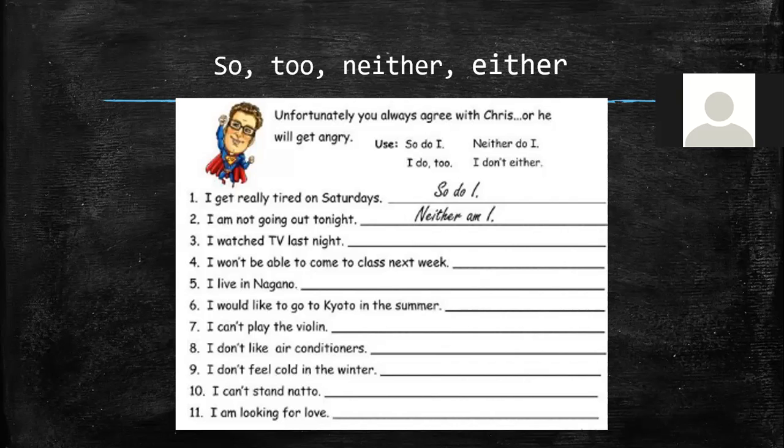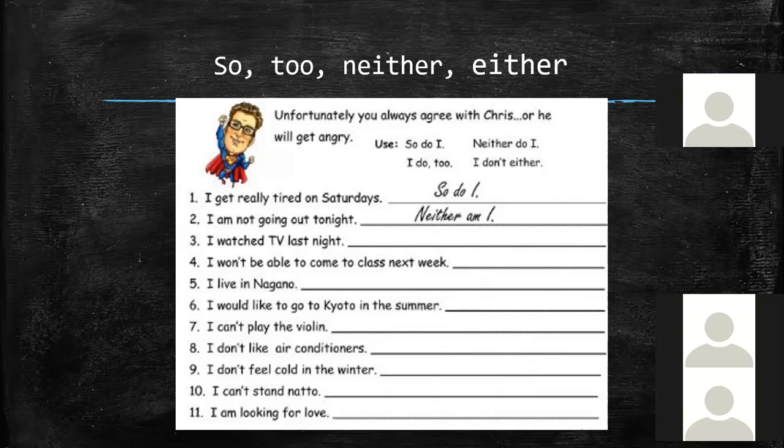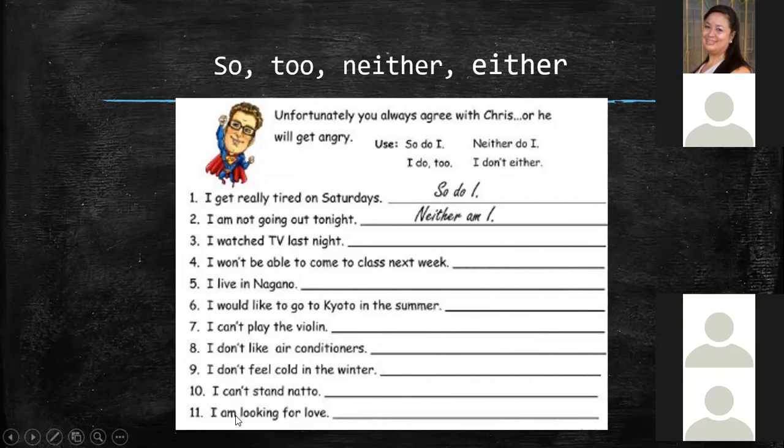Okay, Sarai Mejia. Sarai, please. Neither can I. Very good. Janet Morales. I am looking for love. Oh, look at this. It's very romantic. I'm looking for love. I am either? No. It's affirmative, Janet. So or too? So do I? So am I, because it's better to use be. So am I, yes.